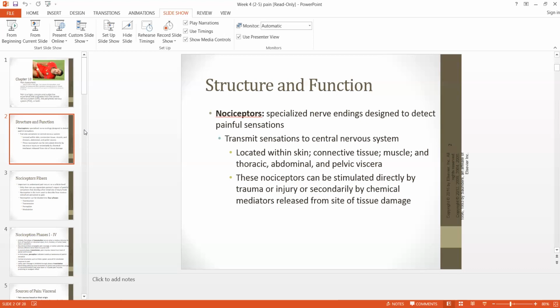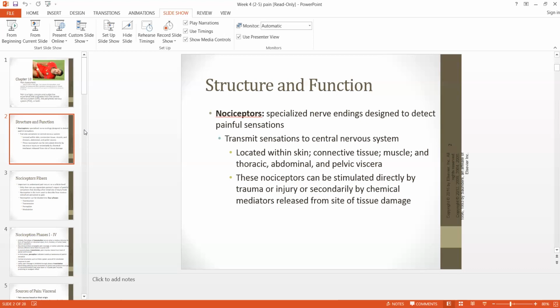It is very specific. So we try to do the best that we can when we're assessing and dealing with it. These nociceptors can be stimulated directly by trauma or injury. So picture stubbing your toe, being kicked in the shin, burning your finger, some kind of pain stimulus, or secondarily by chemical mediators released, like histamines, like different tissue chemicals that are released when skin might be burned or might be punctured with a knife or a needle, something of that sort.